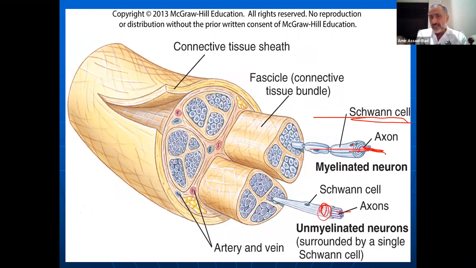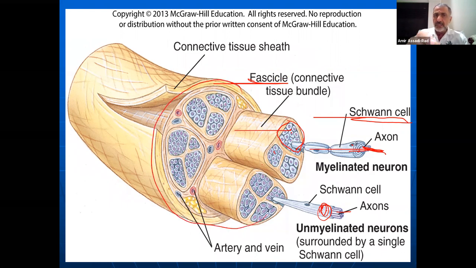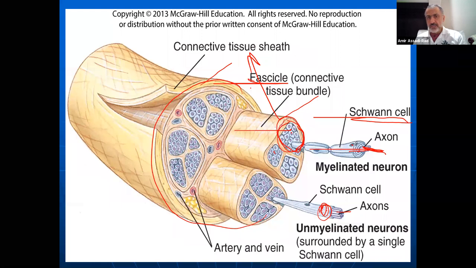All of those wires go inside a bigger cord, and that cord is called a fascicle. Two, three, four of those fascicles are surrounded by a bigger connective tissue. So all of these are connective tissue, and the material outside of that fascicle is connective tissue. I'll show you a picture in a minute.